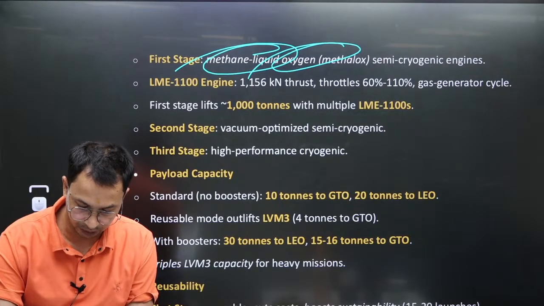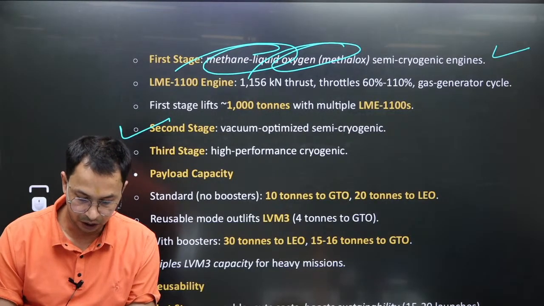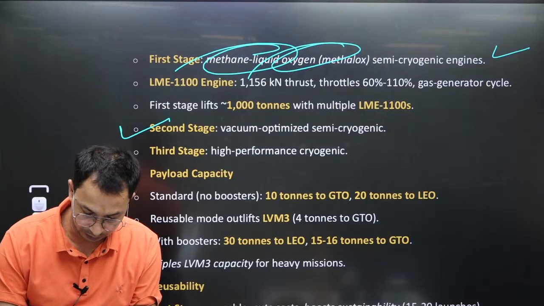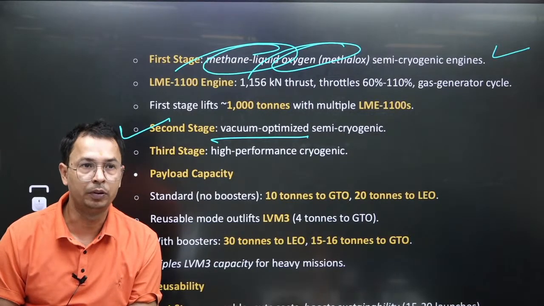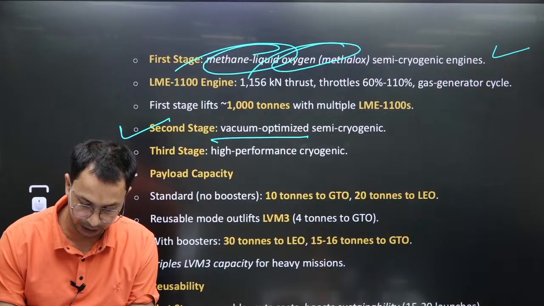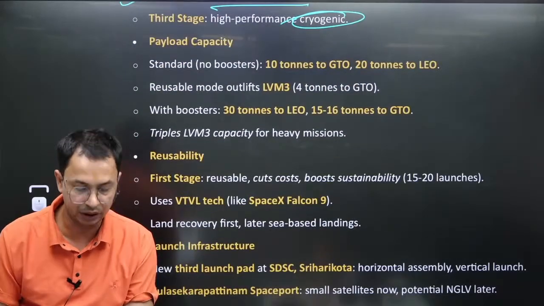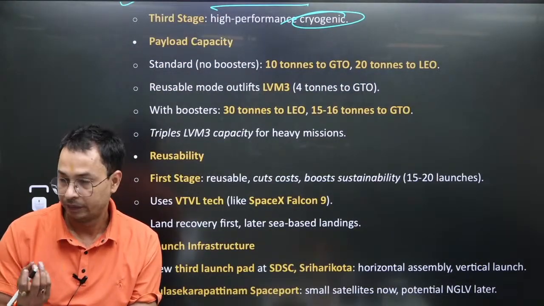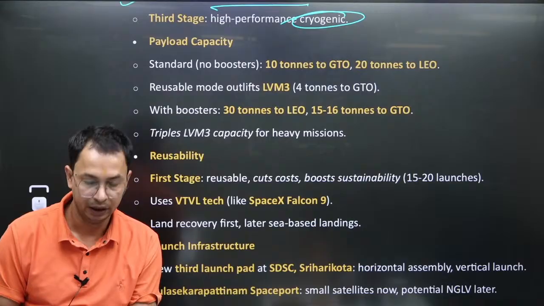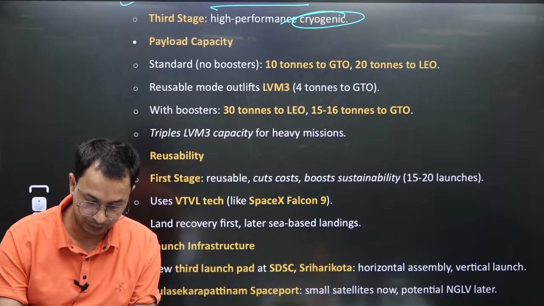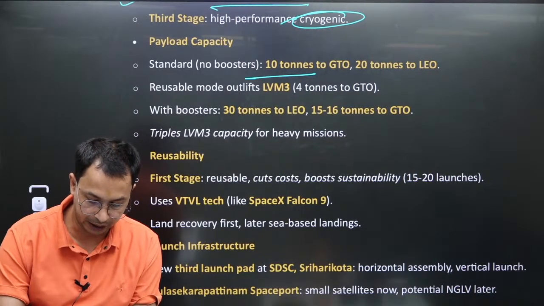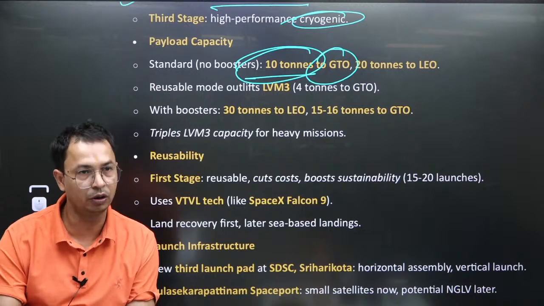First stage will be semi cryogenic, second will also be semi cryogenic but vacuum optimized, and third stage will be the cryogenic stage. By using the semi cryogenic technology, the payload capacity of the rocket will increase by 10% to the geosynchronous transfer orbit.